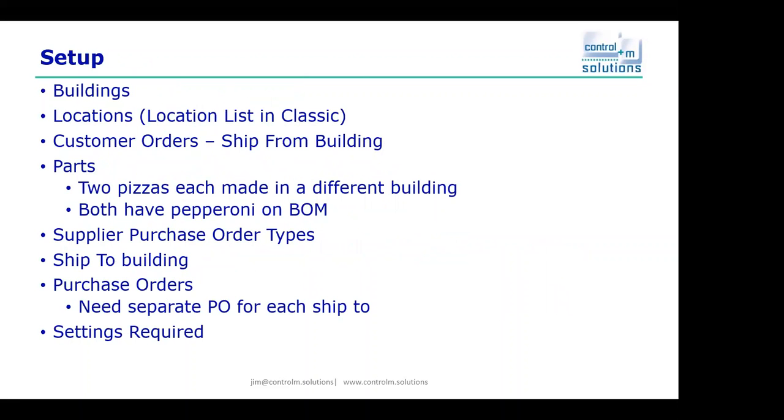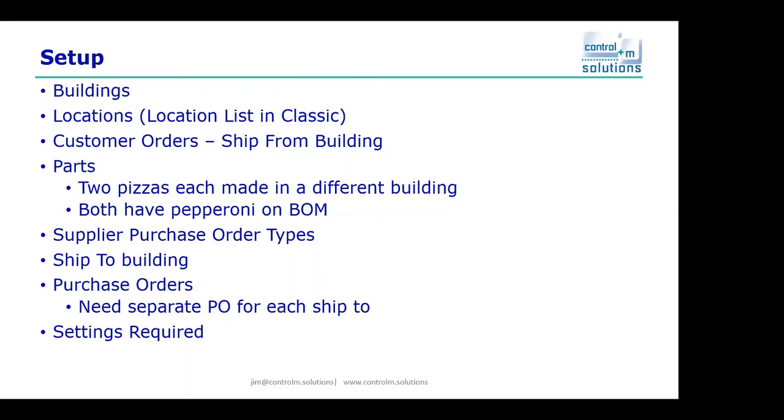So we're going to be talking about the setup. Going through the setup, we're going to show you the building configuration. We're going to talk about locations, or what we would call the location list if you're in the classic environment. Customer orders, we're going to show you how to set up how to ship from a building. Then we're going to go into the parts. We're going to show the pizzas that are made in different buildings and how to set that up, and how both are going to have pepperoni on the bottom.